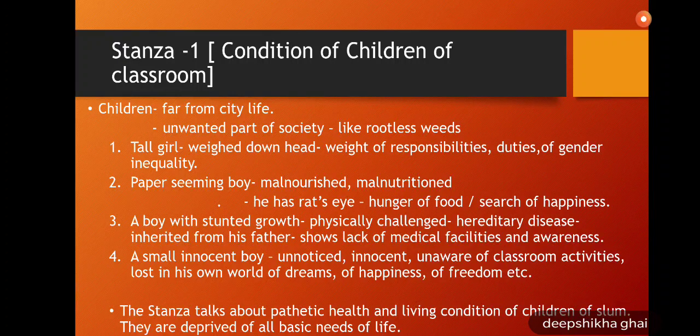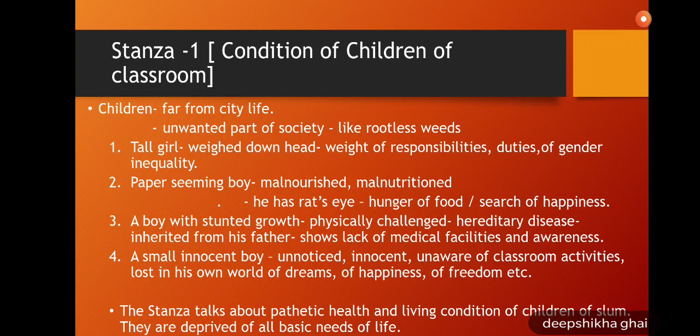As the rat keeps on searching for his food, in the similar manner, this boy has a hunger of food. He is searching for his happiness. He is searching for something good in his life.